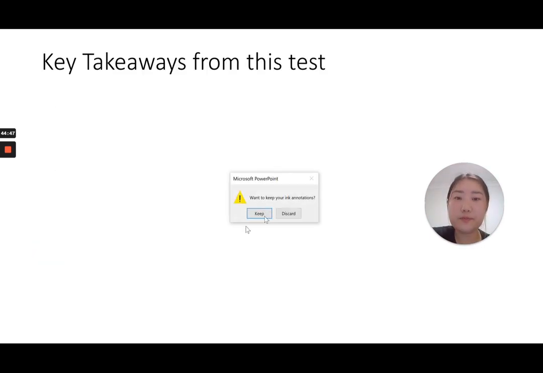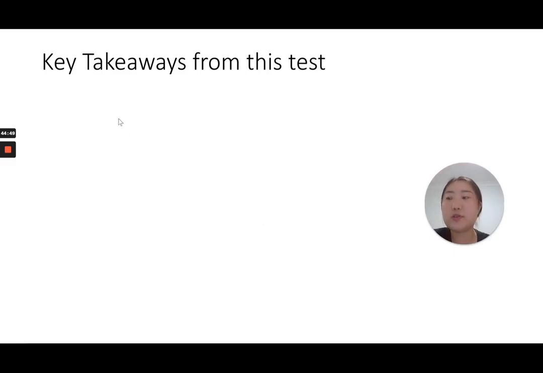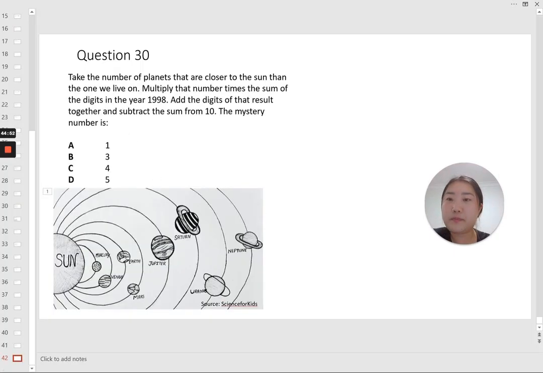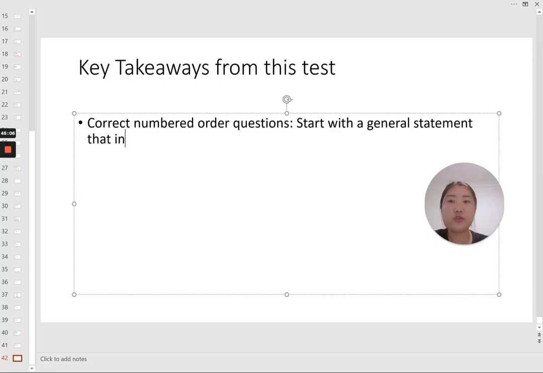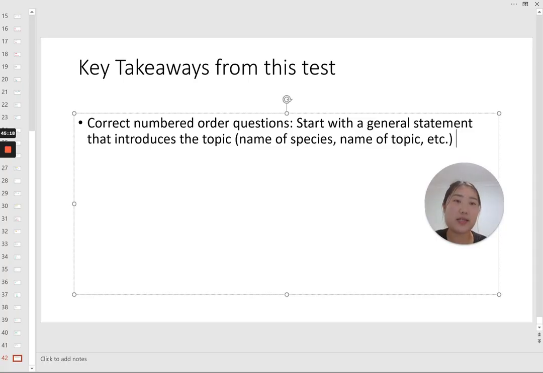Okay, so some takeaways. The very first one I'm going to focus on is those ordering questions, so, correct numbered order questions. Start with a general statement that introduces the topic. Okay, for example, name of species or name of topic, etc. That's always your first statement.